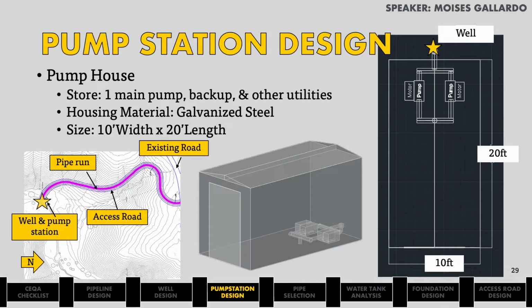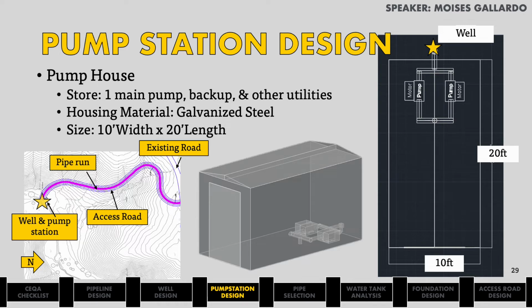Moving on to our pump house. Our pump house will be a galvanized steel shed-like structure, which will be 10 foot wide, 20 foot long, and 11 foot tall. The pump house will be located next to the well at the end of our proposed access road shown in the image on the bottom left.